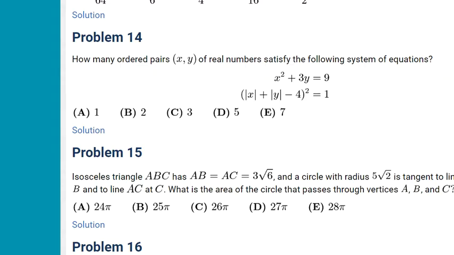Related to graphs. It was this problem from AMC 2021 Fall 10A, Problem 14. It says how many ordered pairs xy of real numbers satisfy the following system of equations. Okay, x squared plus 3y equal to 9 and absolute value of x plus absolute value of y minus 4, whole squared, equal to 1. The choices are 1, 2, 3, 5, 7. Here we should use graph. So let me write the equations.